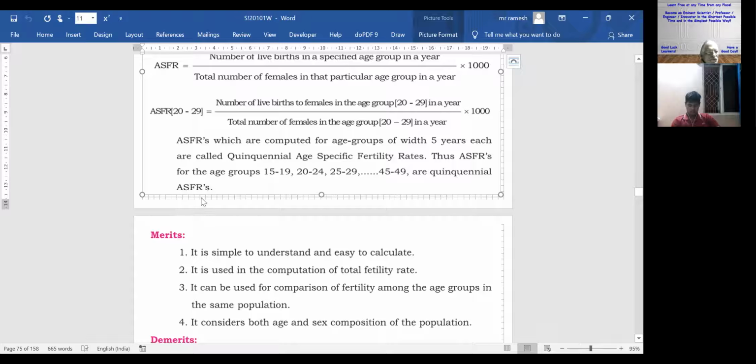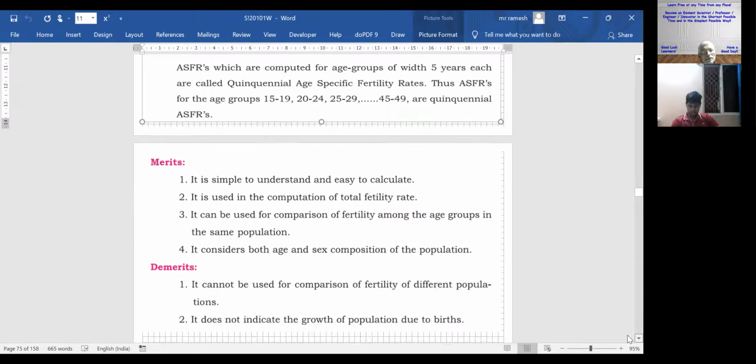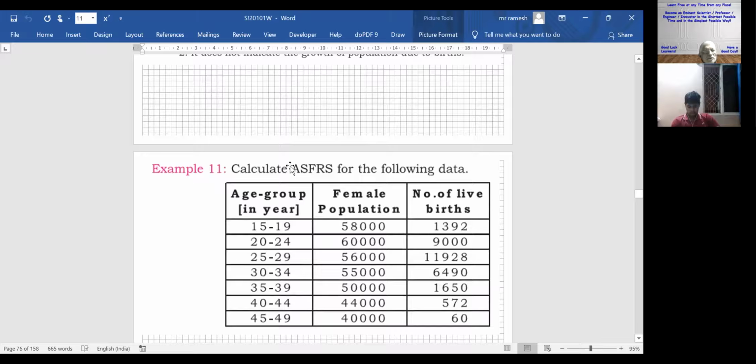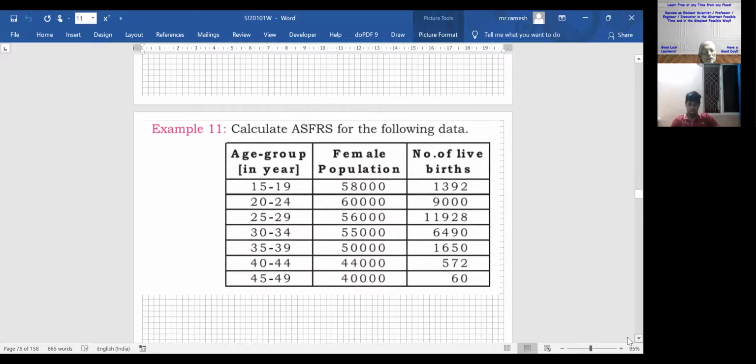Quinquennial ASFR. So here you see, he has put that apostrophe small s. So for each group, we find that. That means the question will be: find the quinquennial ASFR's of the following data. So here you write calculate quinquennial ASFR, and this one is a small letter s. If you want, after the ASFR you can put a single quotation mark also, so that you find the 7 different values. So calculate, let us see.